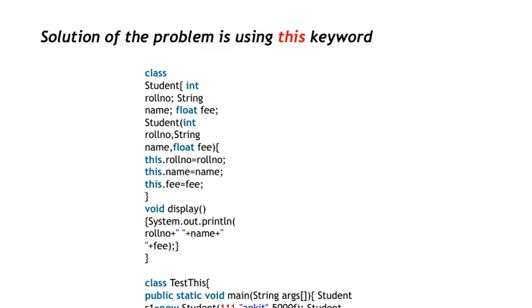This example demonstrates how to instantiate objects, initialize their data members through constructors, and invoke methods to display their data. It's a fundamental concept in object-oriented programming, showing how classes and objects work together to model real-world entities effectively.